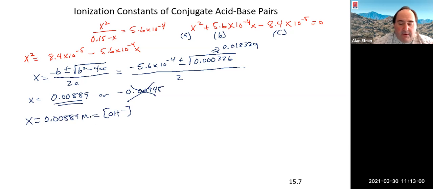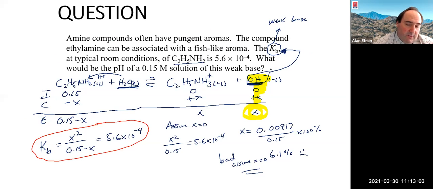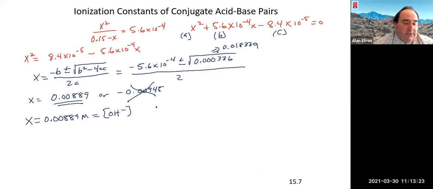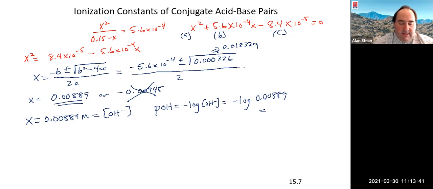So again, like I was talking about earlier, it's really important to write this equation correctly, because if you wrote it incorrectly at this point and you had H plus or H3O plus here, you would think that that's the H plus concentration and go into the pH equation at this point, and that would obviously give you the wrong answer. Because it is the OH minus concentration, we first need to go into the pOH, which would be minus the log of the OH minus, and that would be minus the log of 0.00889.